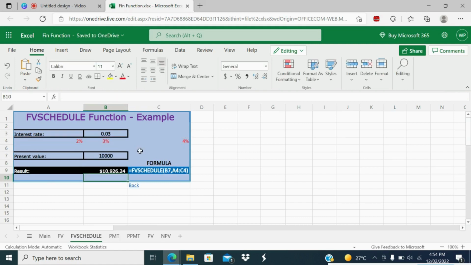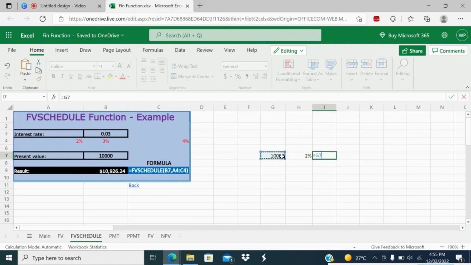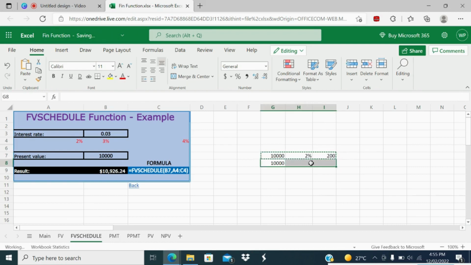Now your result is 10,926.24. How will you calculate it? For example, you have 10,000, and here you have 2%, and you calculate 10,000 times 2%, that is 200. In the same way, again 3%, 300, and again 4%.